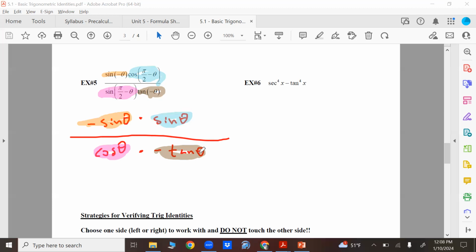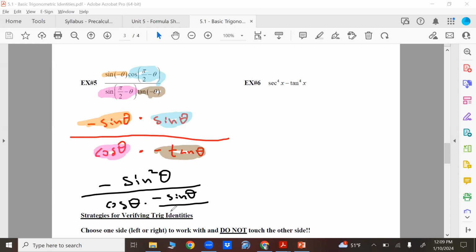Okay, now I've done this. Let's clean it up. The top becomes what? Negative sine theta. Sorry, negative sine squared theta. My bad. And the bottom becomes, I'm going to convert the tangent to sine over cosine. And that's where the fun begins.